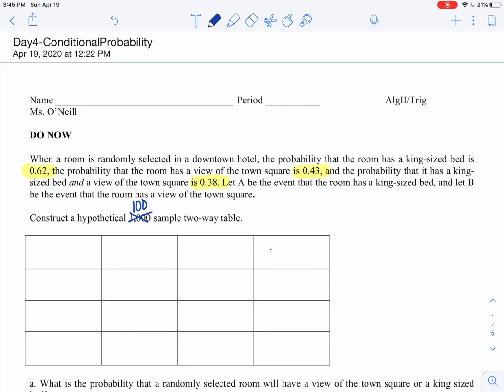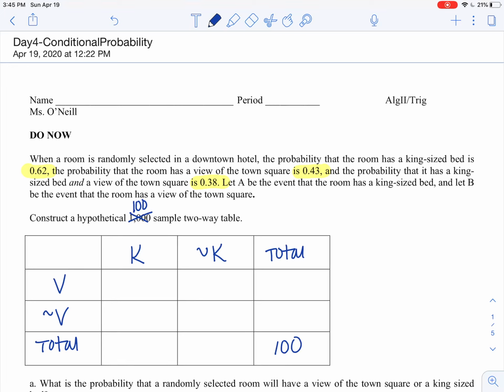If you remember, when you do this two-way table, the column all the way on the right-hand side and the row all the way on the bottom, those are your totals. We're interviewing a theoretical 100 people. We're talking about things that have a king-size bed and a view of the town square. Either I have a king-size bed or I don't, and I have a view of the town square, or I don't.